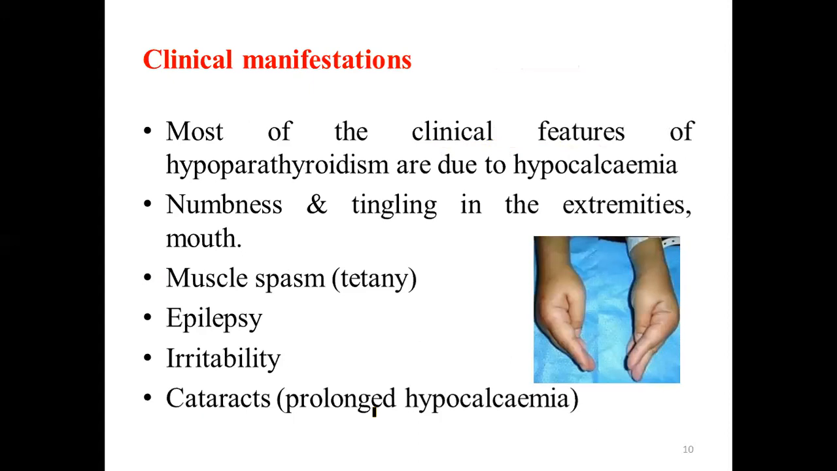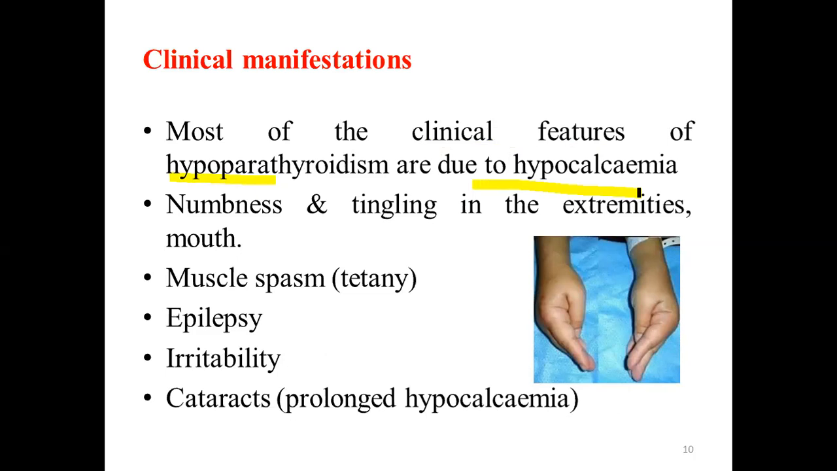Remember, this one is very notorious. So what will happen when the calcium level is very low in a certain individual? Remember, I will take you through the normal calcium level later on when we are discussing the investigation. So when you look at the clinical features, most of the clinical features of hypoparathyroidism are due to low calcium level. So mostly when the calcium level is very low, numbness and tingling in the extremities, including the mouth, is very common.